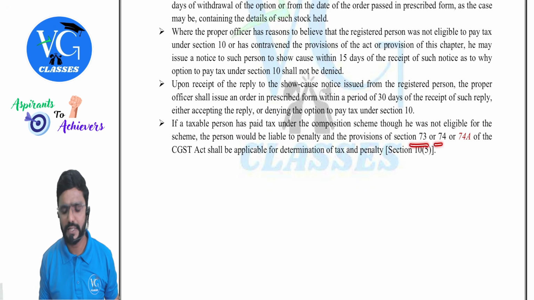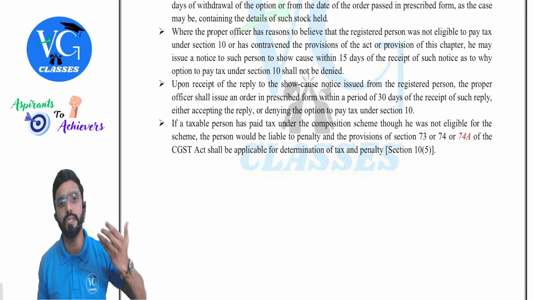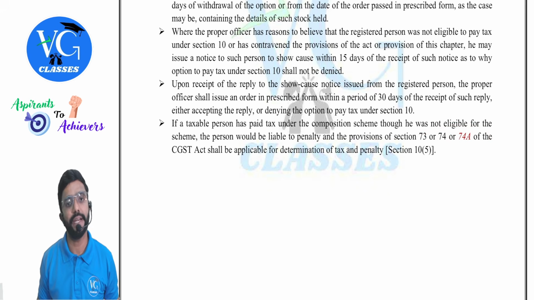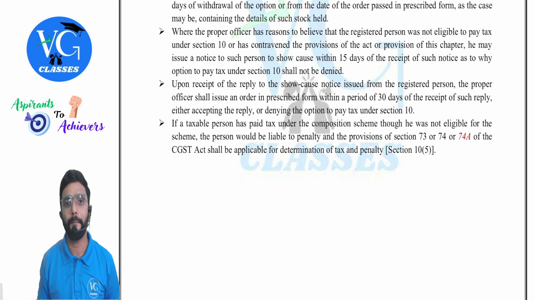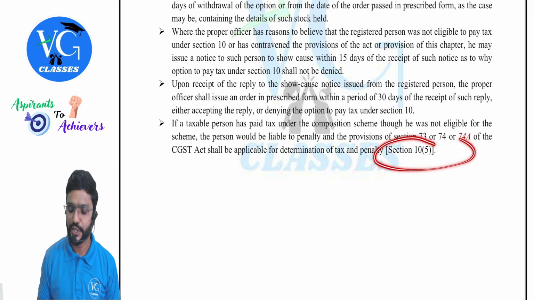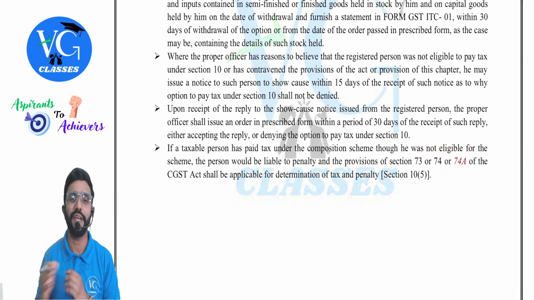Even 73, 74 was not covered for you in the intermediate syllabus. Now they have added a new section called 74A. Even this is not a part of your intermediate syllabus. The provisions of section 73, 74 or 74A of the CGST Act shall be applicable for the determination of tax and penalty, which is given in section 10, subsection 5, guys. So you need to just add that 74A, that's all.